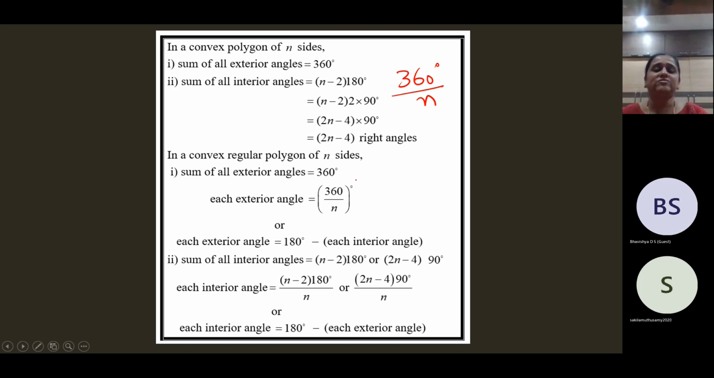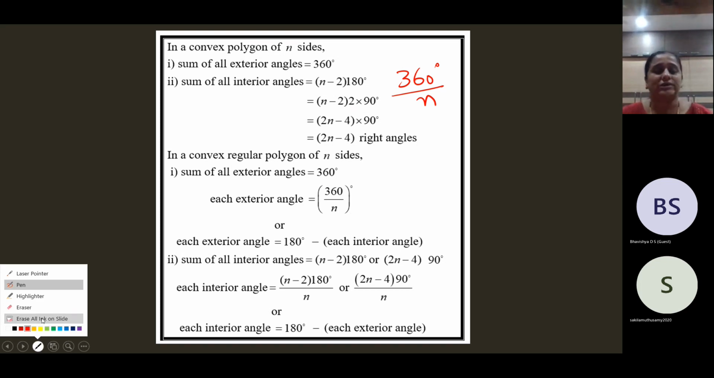Why 360 by n? Because if a polygon has 3 sides, it will have 3 angles also. If a polygon has 8 sides, it will have 8 angles. So it will be 360 divided by 8. All the 8 angles will share 360 degrees equally.